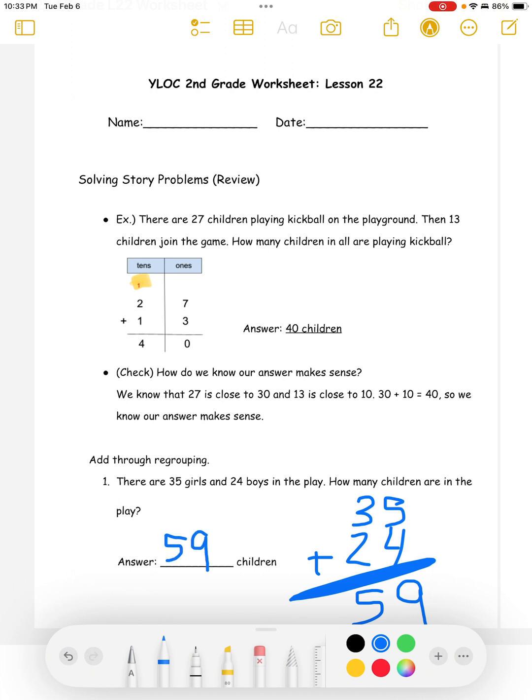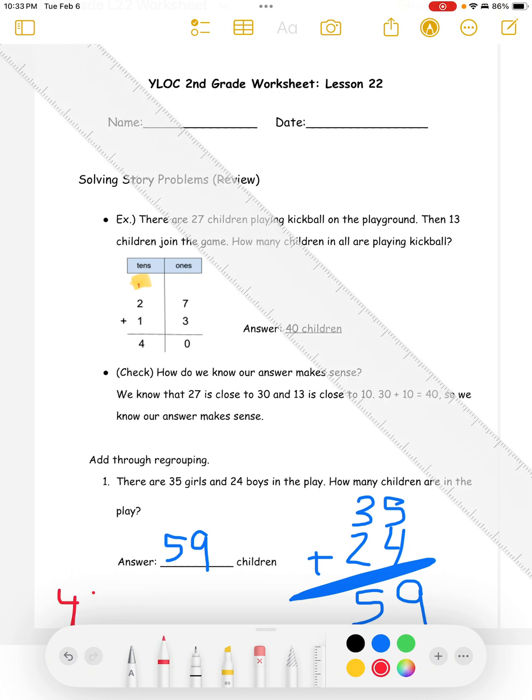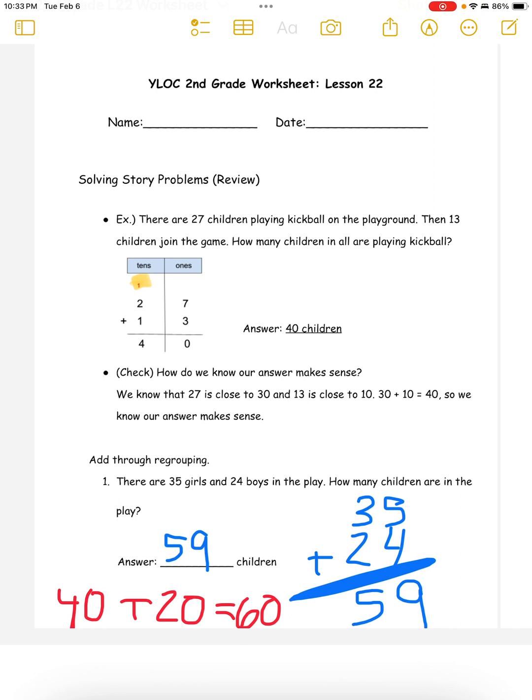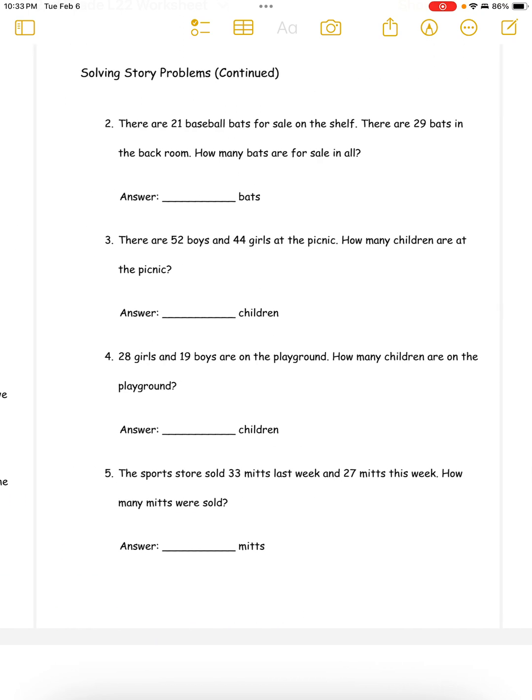And how do we check? We know that 35 is close to 40, and 24 is close to 20. And 40 plus 20 equals 60, and 59 is really close to 60. So we know our answer makes sense.